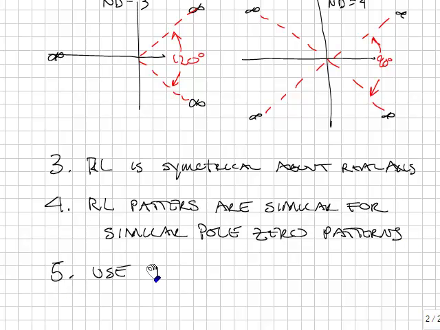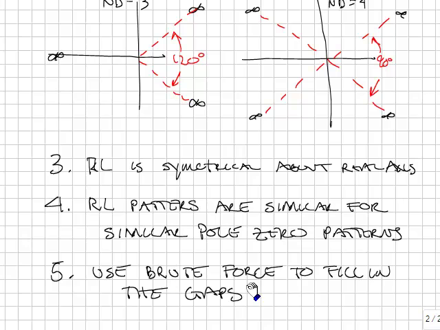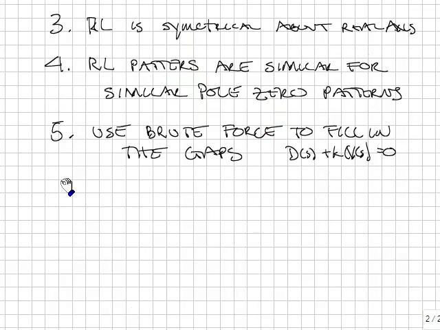Number 5. Use brute force to fill in the gaps. The polynomial that we're interested in is d of s plus k n of s equals 0. If you don't know what the root locus looks like, just start picking values of k and plot the corresponding roots to this equation. And number 6, don't worry about all the rules in the text.